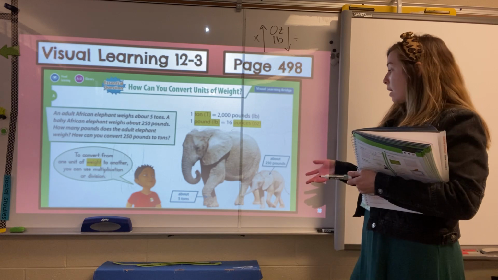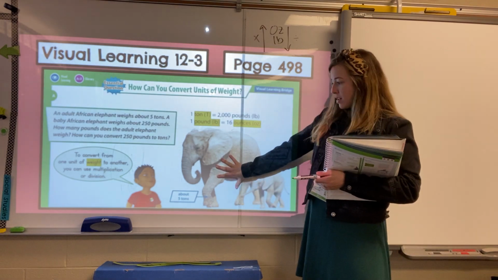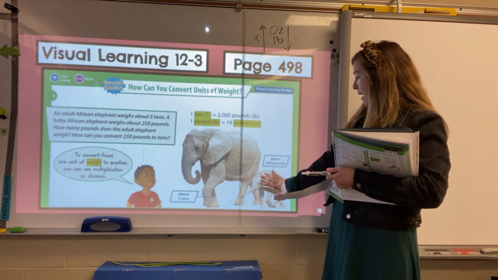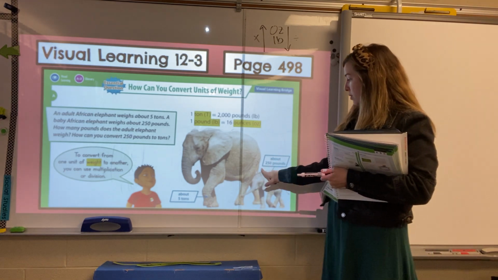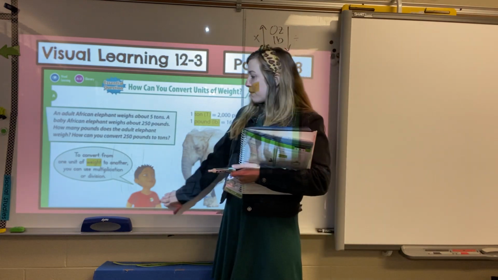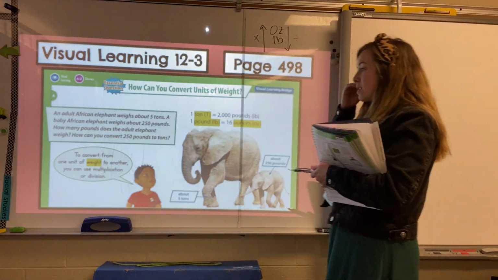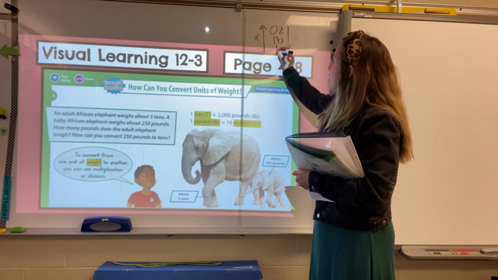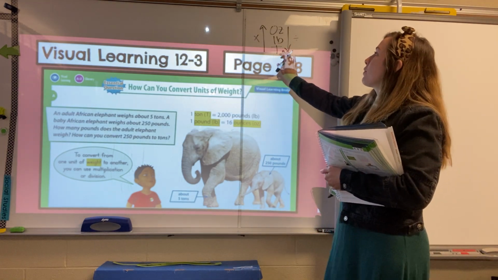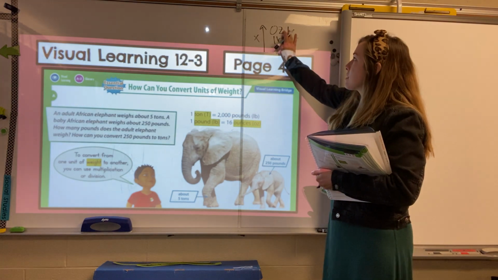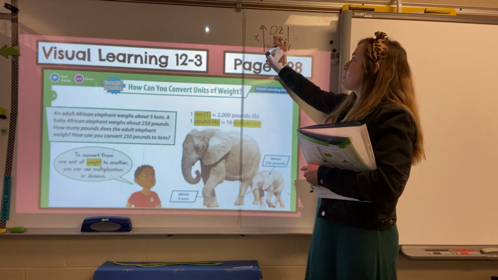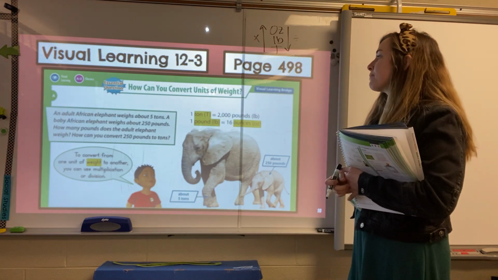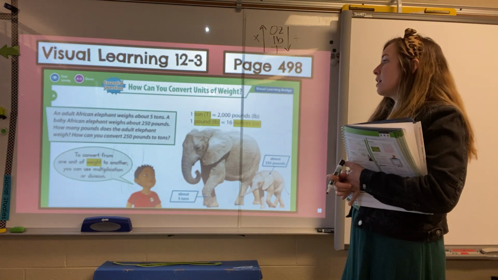Wow, so we've got a lot going on with this problem. They've got some pictures for us. Here's our African elephant, about 5 tons, and here is our African baby elephant, which is about 250 pounds. And our little friend here is telling us to convert from one unit of weight to another, you can use multiplication or division. So what I'm going to add to this is our T for tons. When I go from tons to pounds, tons to ounces, I would have to multiply. When I go from ounces to pounds, ounces to tons, I'd have to divide. Pounds to tons, same thing.